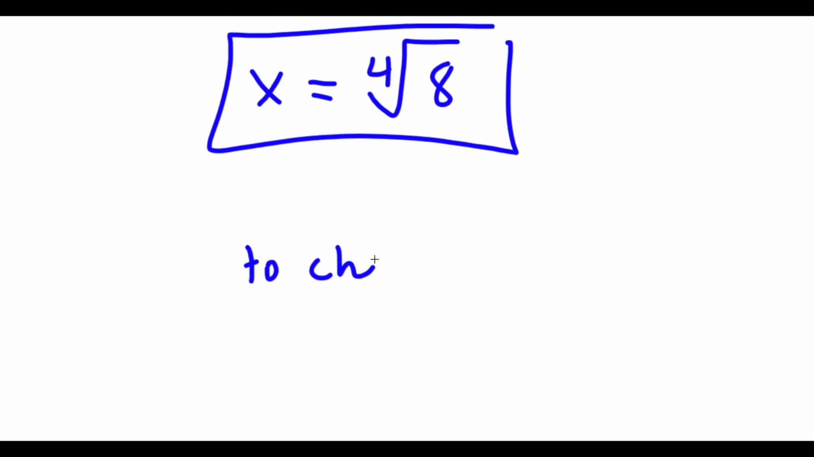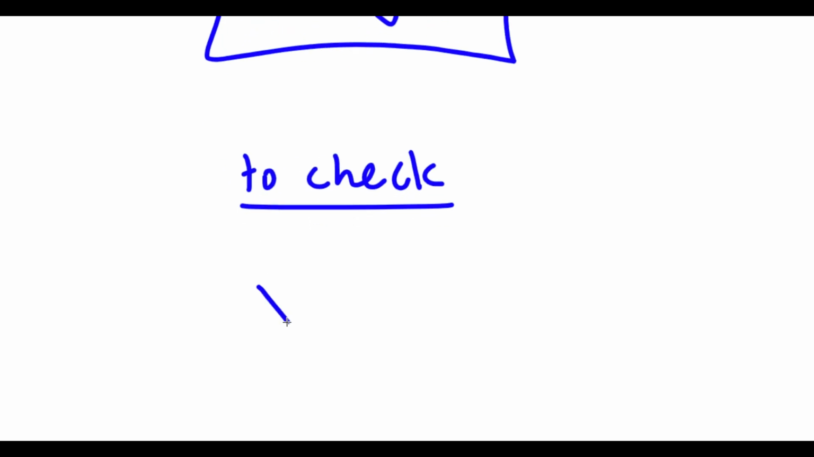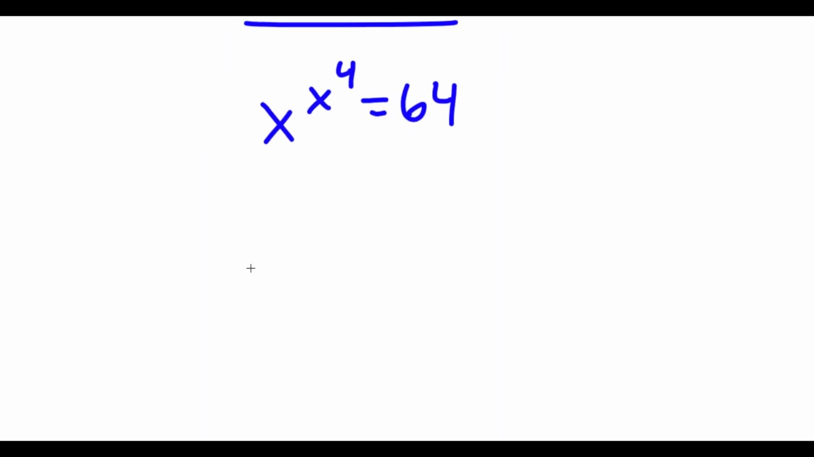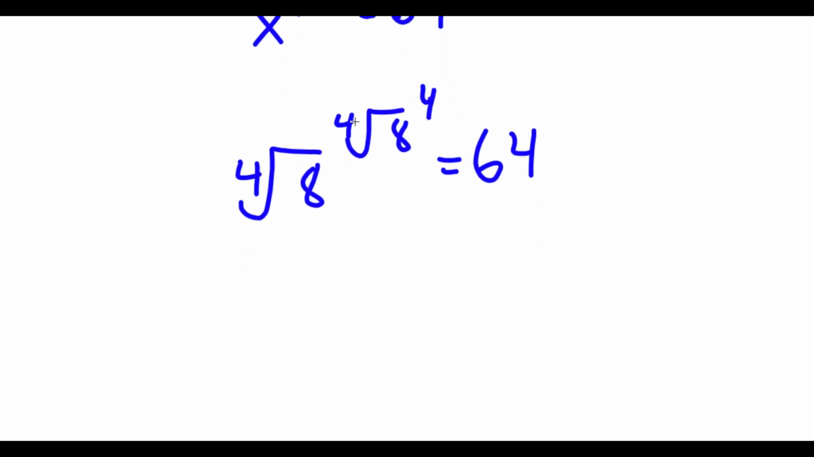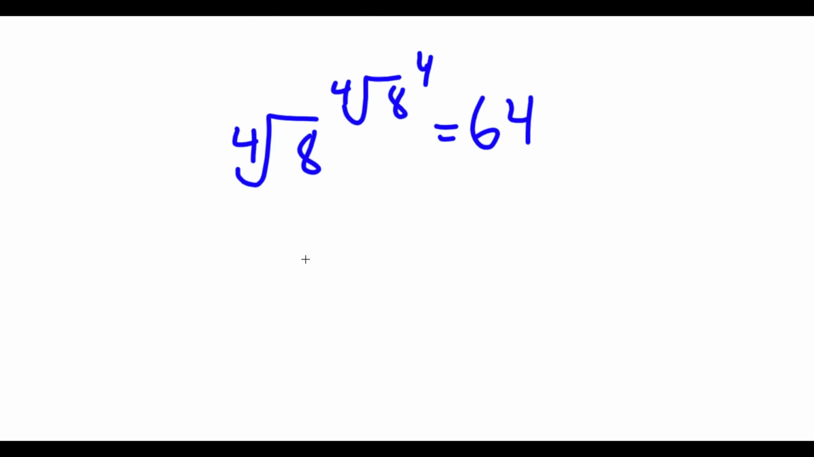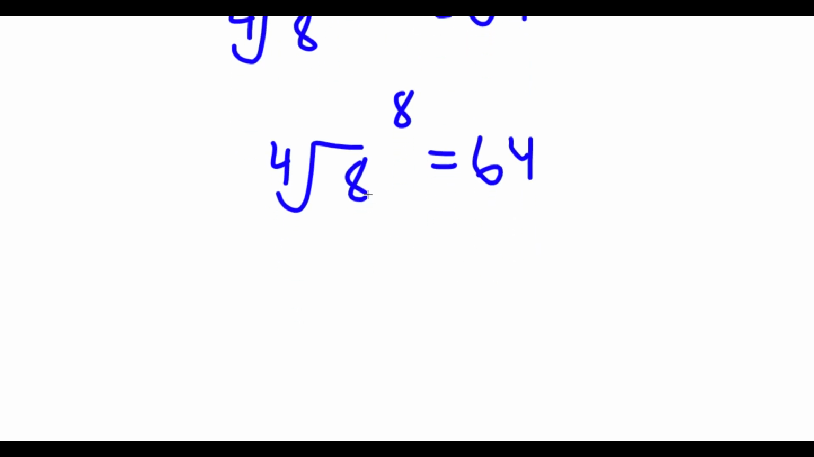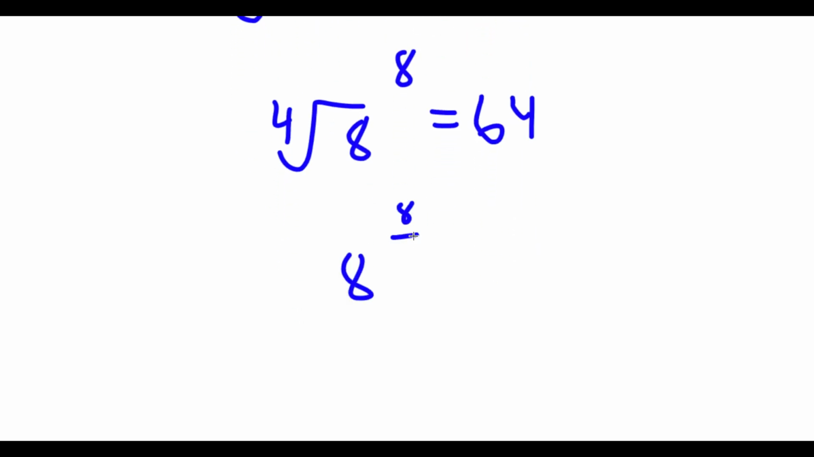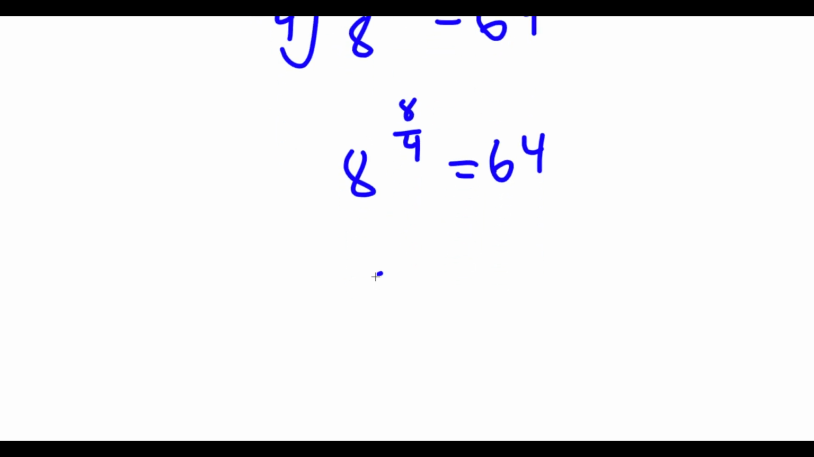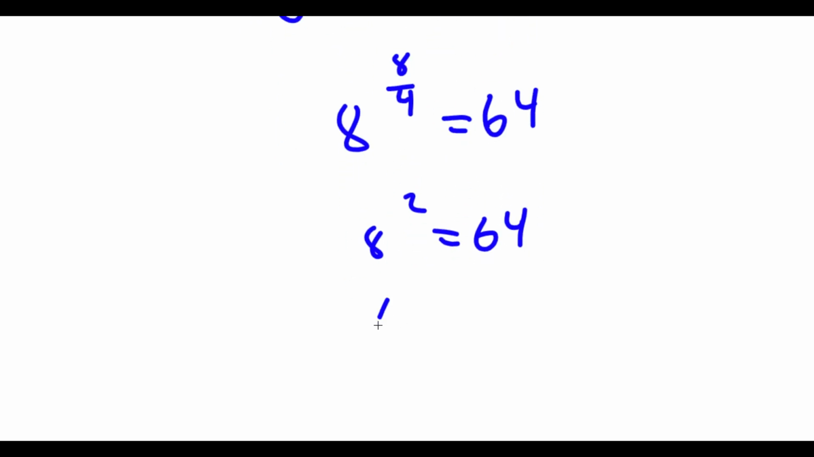So now to check, my original equation was x to the power of x to the power of 4 is equal to 64. x is equal to the fourth root of 8, so now I have the fourth root of 8 to the power of the fourth root of 8 to the power of 4 is equal to 64. Now the fourth root of 8 to the power of 4 is simply 8, so now I have the fourth root of 8 to the power of 8 is equal to 64. Now, this is the same thing as 8 to the power of 8 over 4 is equal to 64, meaning 8 to the power of 2 is equal to 64, and 64 equals 64. So this is right.